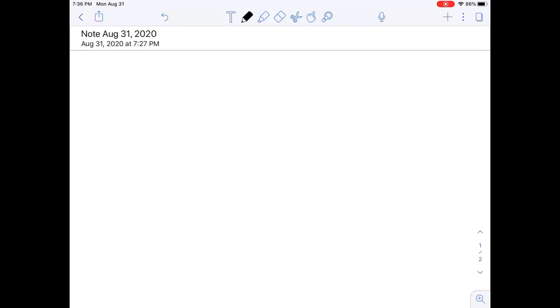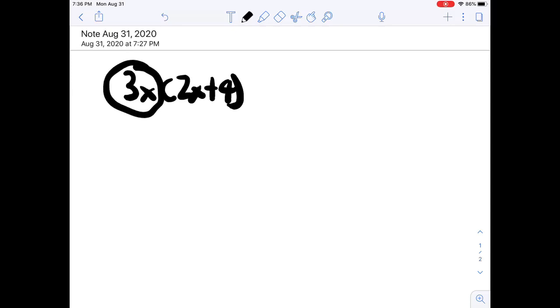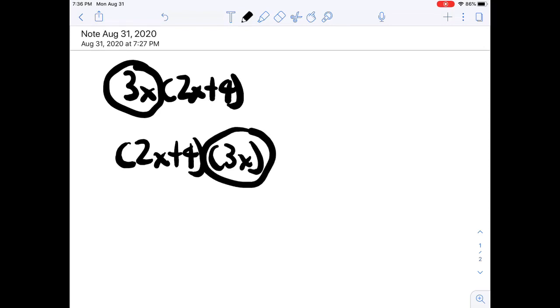And the monomial multiplying the polynomial doesn't necessarily have to be placed on the left side of the polynomial. It could be placed on the right side as well. So as I showed you before, the monomial was always on the left side of the polynomial, but it could also look like this: 2x plus 4 times 3x, with the monomial on the right side of the polynomial.